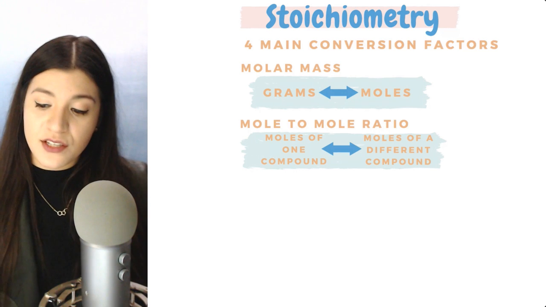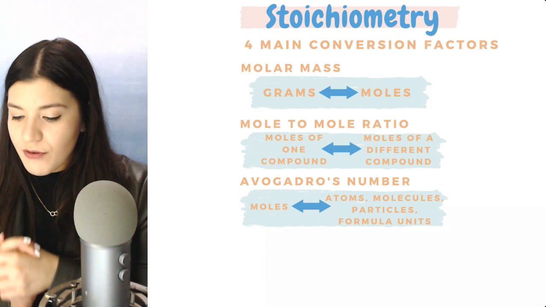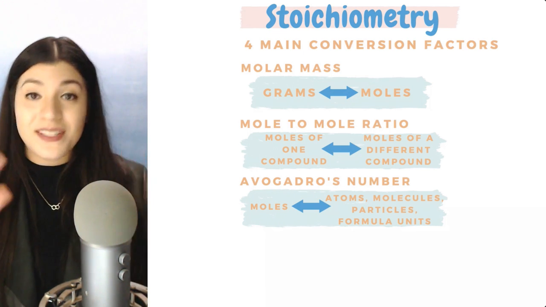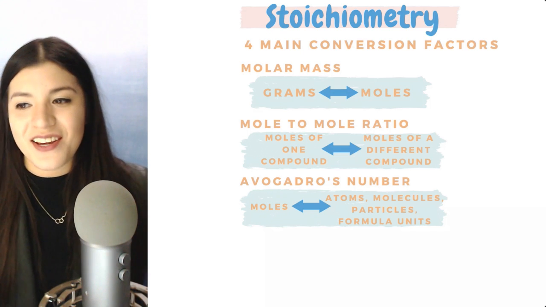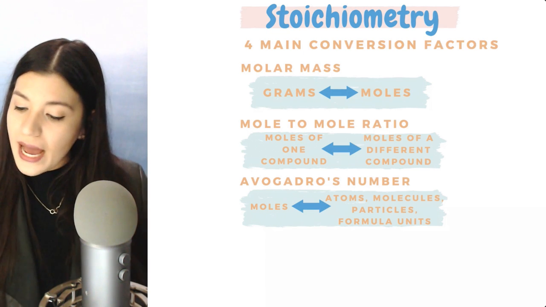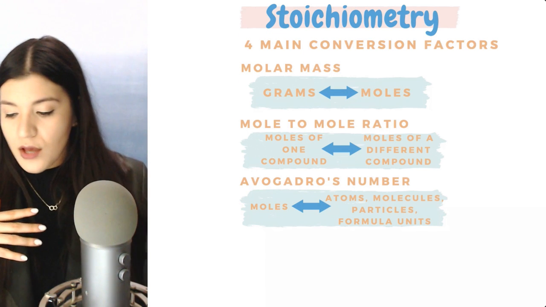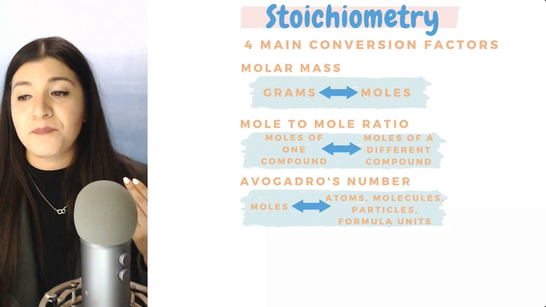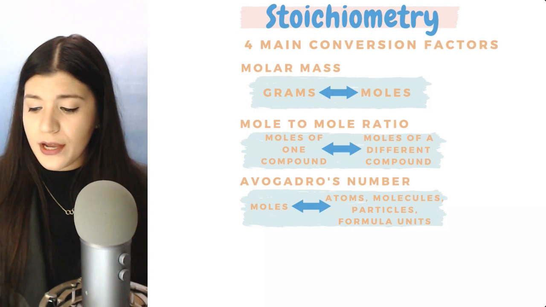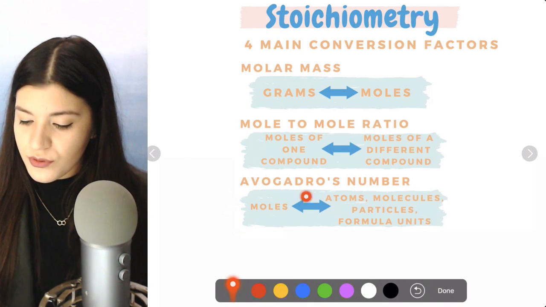So yeah, and then the next conversion factor, the third one, would be Avogadro's number. And from here, this one is going to equal 1 mole is equal to 6.022 times 10 to the 23rd, which we'll get to. And here we'll see that it's going to equal atoms, molecules, particles, or formula units. And it can go backwards. So back and forth, that's what it's going to be. You're just going from atoms, molecules, particles, all of these, and that equals 1 mole.